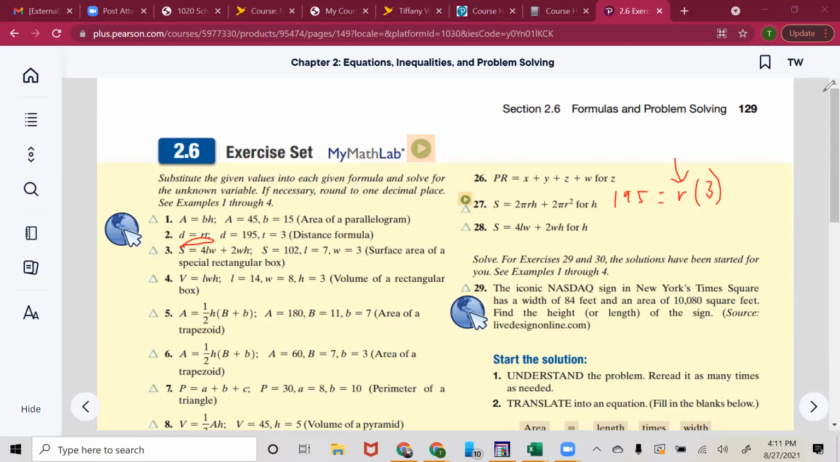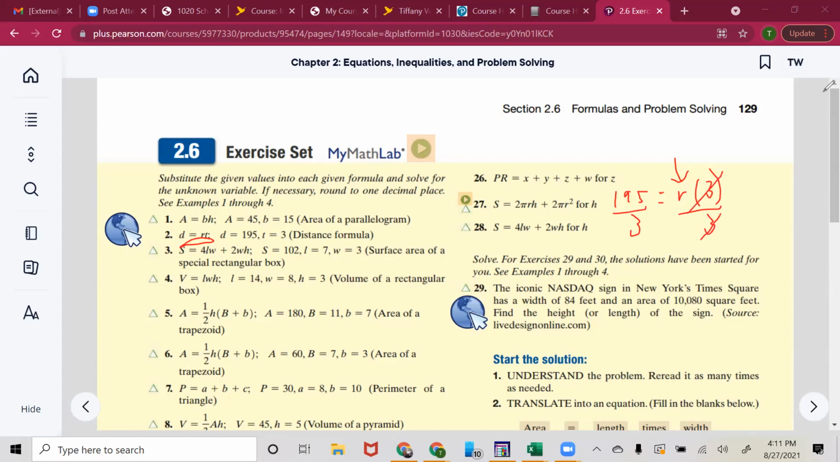If you are not comfortable seeing this written like that, you can actually rewrite it to be 3R. And I can do that because of that wonderful commutative property that we talked about in class this week or last week. So let me divide both sides by 3.